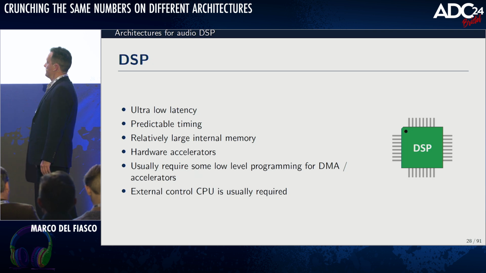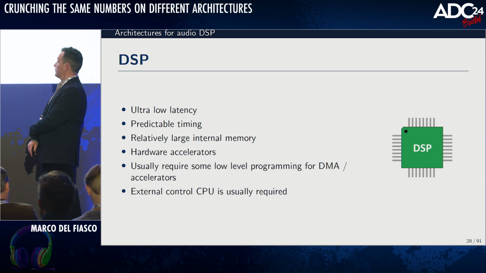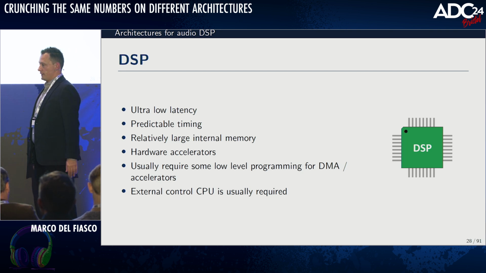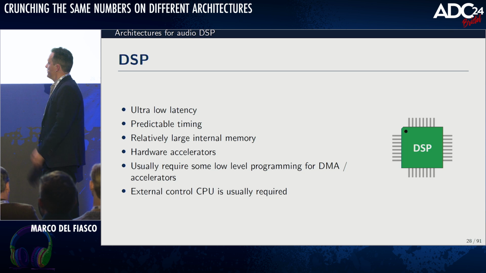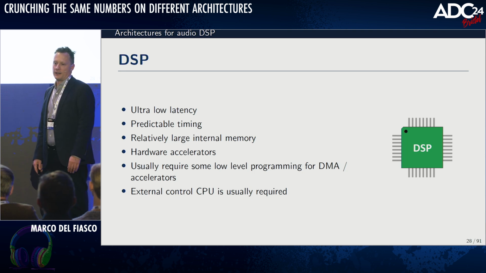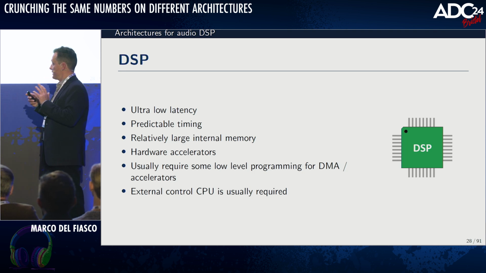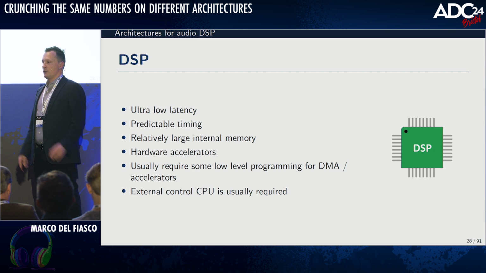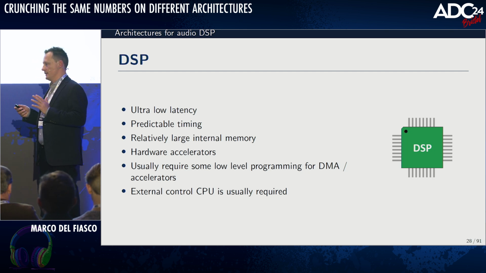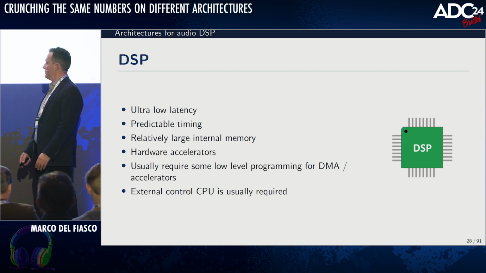Why a DSP? So typically, a DSP has an ultra-low latency, predictable timing, a relatively large amount of internal memories you can use to place your data. It can have hardware accelerators, which can be used to improve the performance. Usually, they require some low-level programming, especially if you're dealing with direct access to the DMA and the accelerators. And typically, with a DSP, you need an external control CPU. It depends, but typically, this is how you'll manage a DSP.